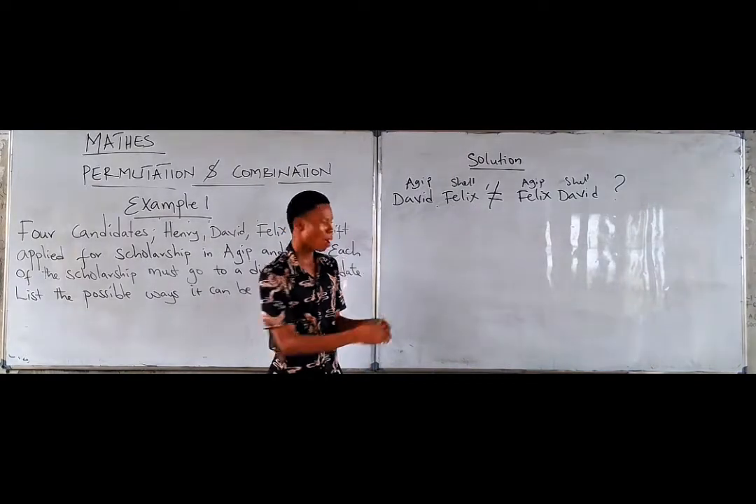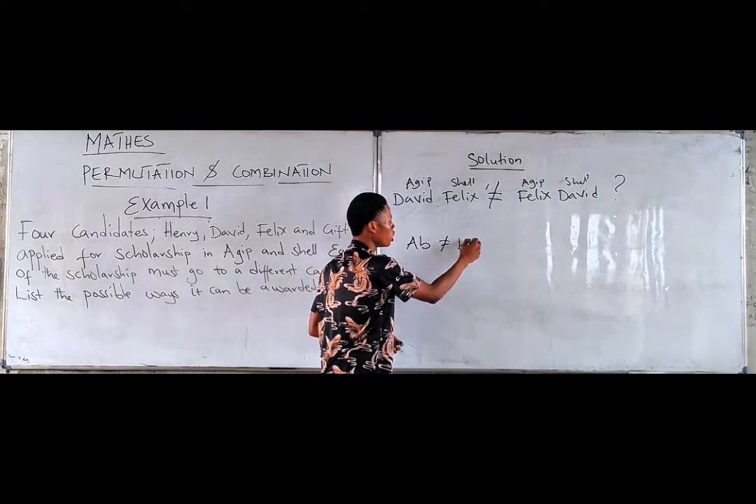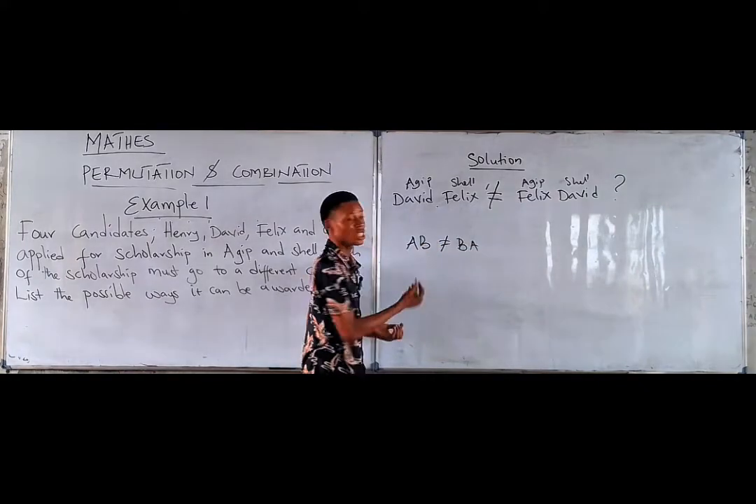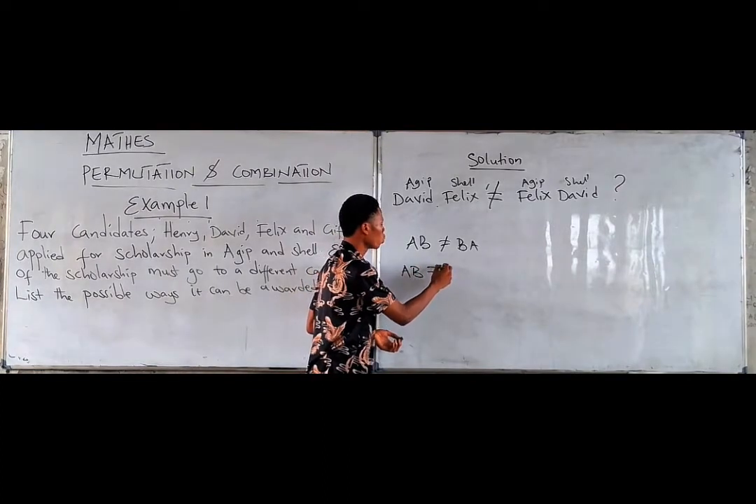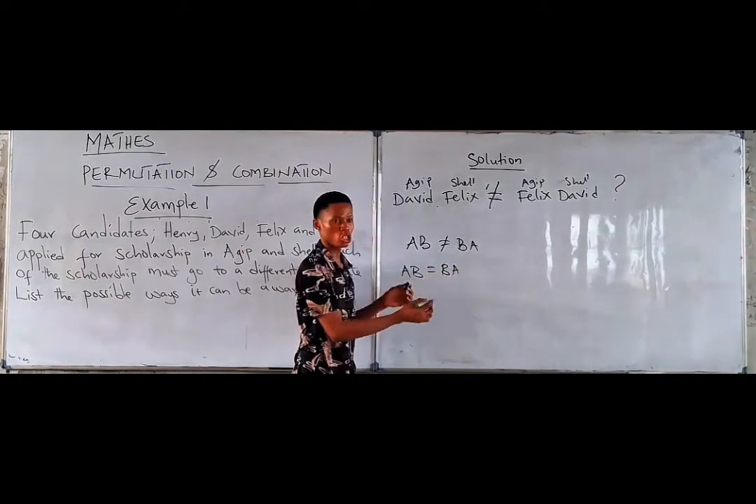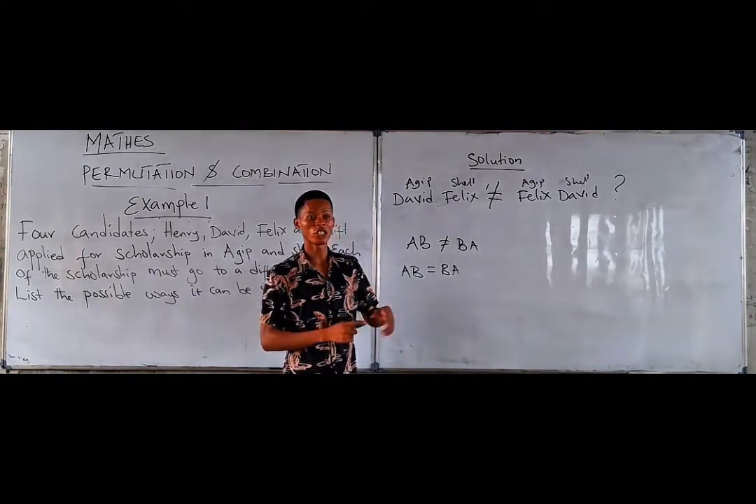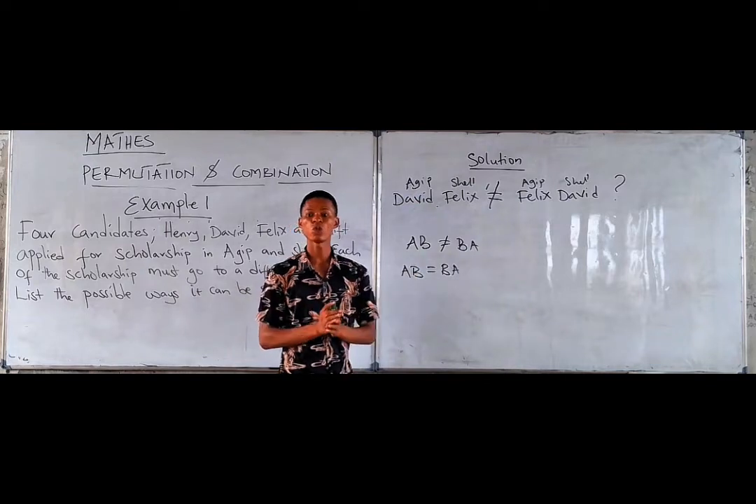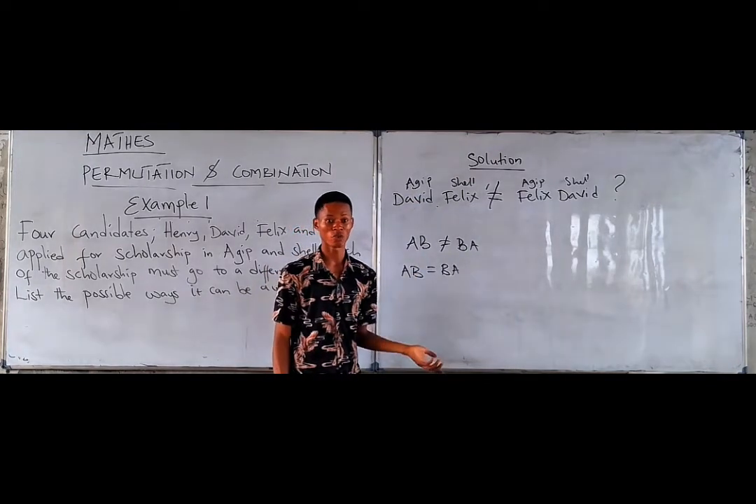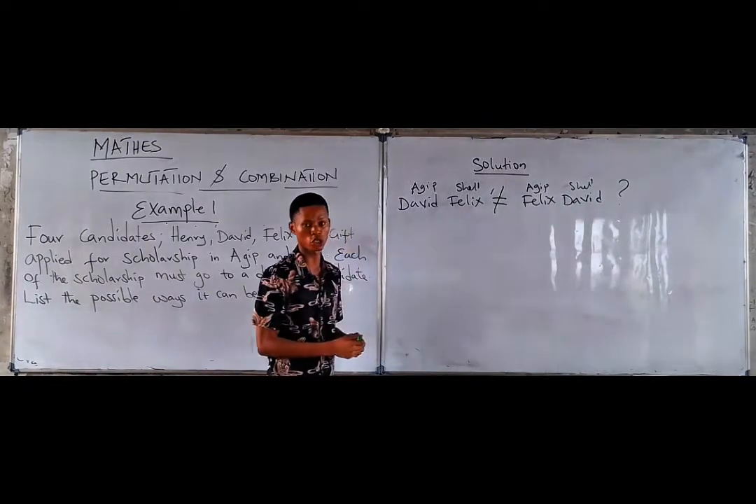Permutation, right? Remember, I told you if AB is not equal to BA, then this is permutation. But if AB is equal to BA, then this is combination, which means the order of arrangement is not important. But here, the order of arrangement is important. So this is a case of what? Permutation. So we can use the permutation formula and solve, and we'll get our answer. So in this case, we'll go with permutation.